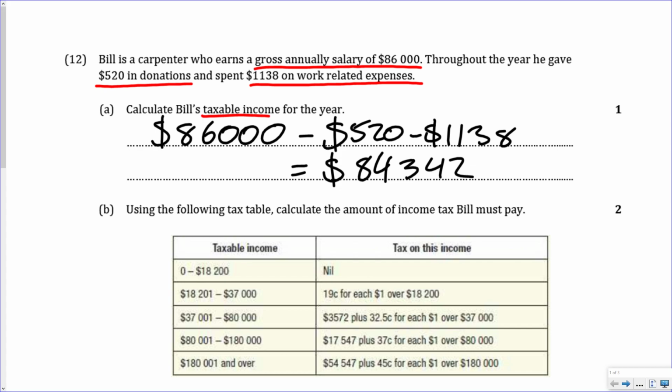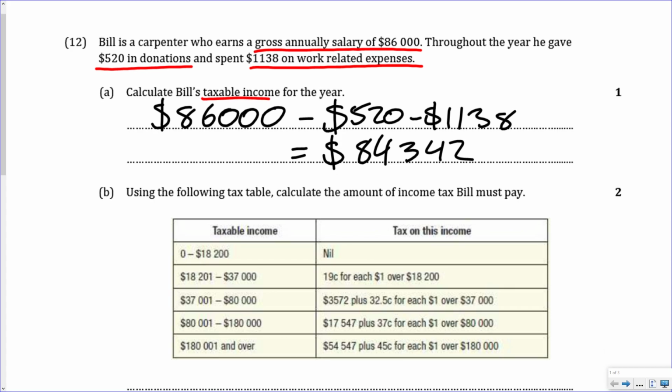And remember, the whole idea of taxable income is, yes, he's getting this $86,000, but of course he's going to pay a lot of tax and stuff. But when the Australian Tax Office looks at this guy Bill, they're not going to calculate the amount of tax he's paying on his full $86,000. They're going to be calculating on the 84,342.